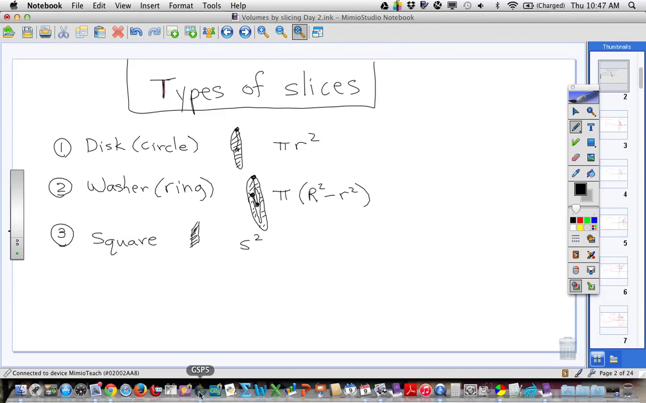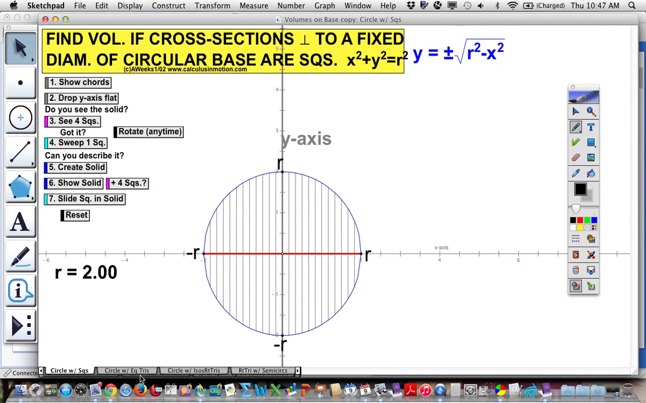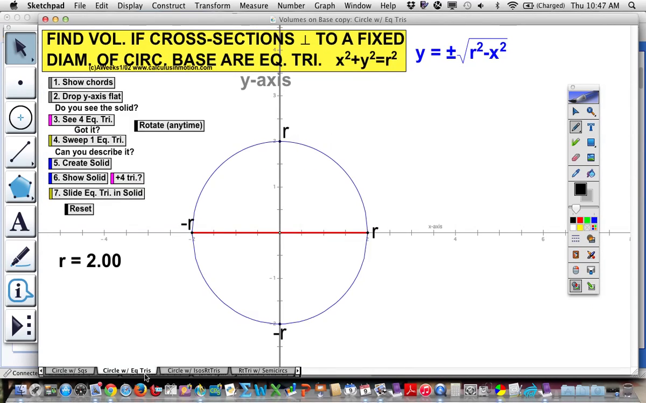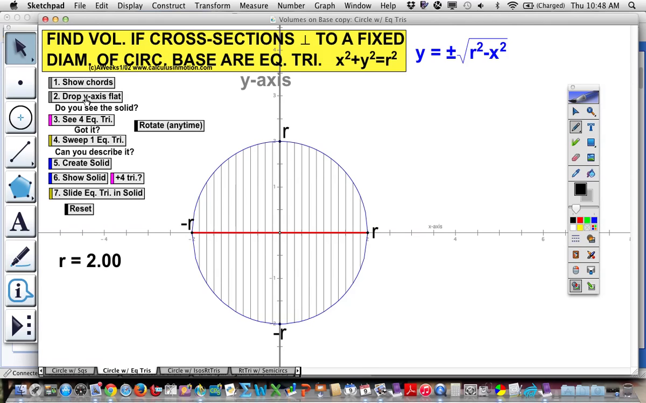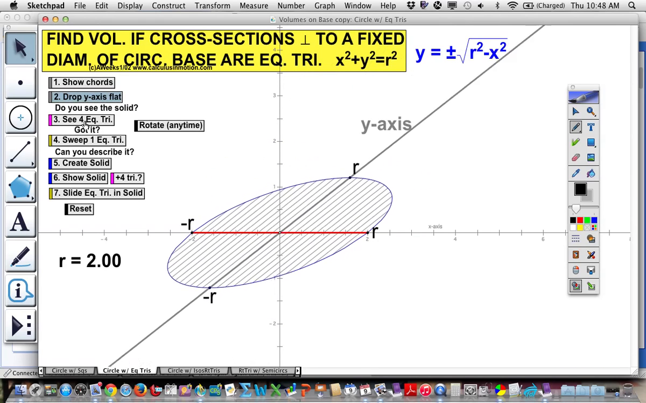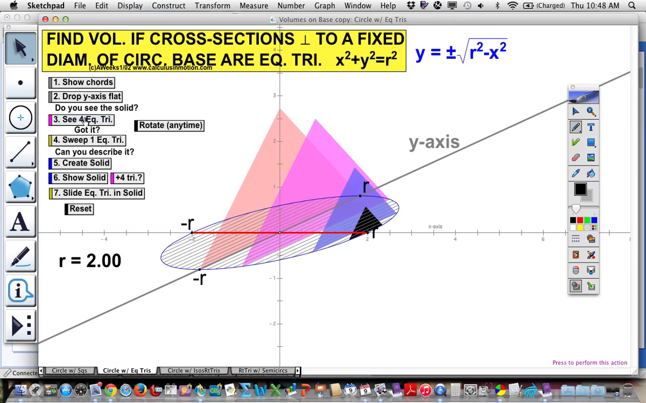Let's look at another one here. Let's do the same base, except this time the slices are going to be equilateral triangles. So there's your strips. Let's lay it down so we can see it. Coming up off of there are equilateral triangles.